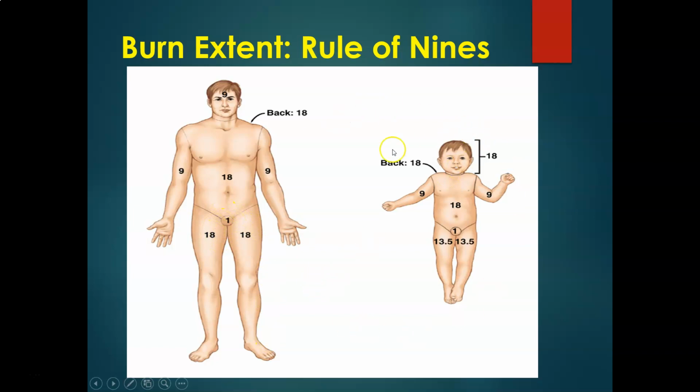For the child, you can have still divisible by 9. You have 18 for the whole head, 18 at the back, 18 in front, and then 9, and then you have 1, and then you have 13.5, 13.5, okay? So, total would be 100% for both the adult and also the child, okay?